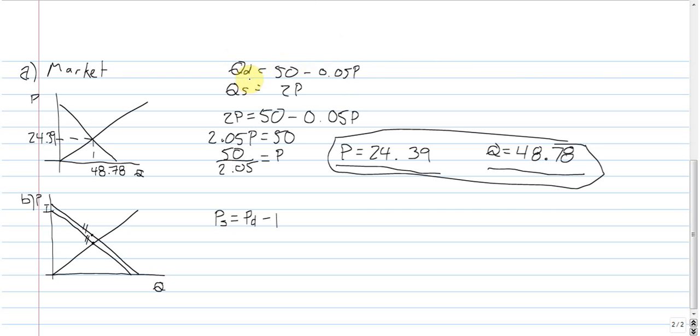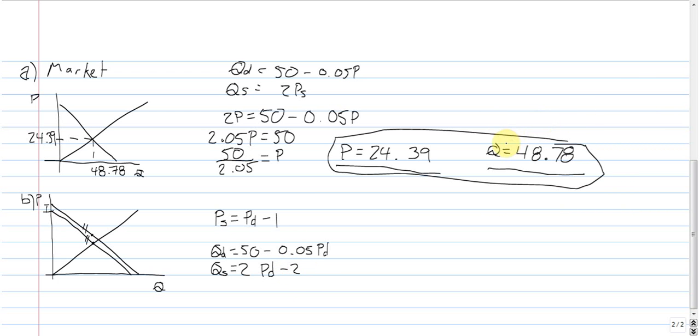So now we have to rewrite our demand and supply functions. We have now that QD equals 50 minus 0.05 PD. And we have that QS equals 2PS, and we want to do everything in terms of PD, right? PS is PD minus 1, so if I multiply that through, it's just going to be 2PD minus 2.